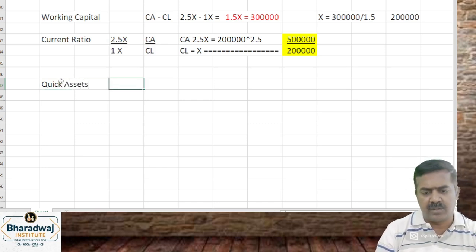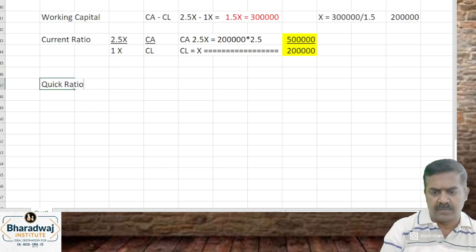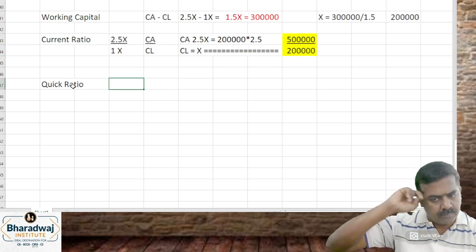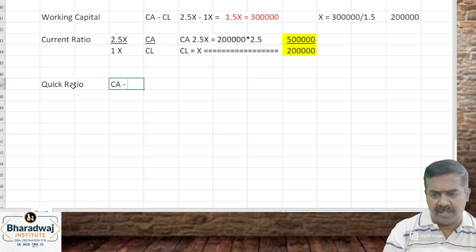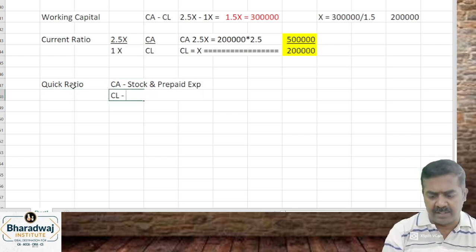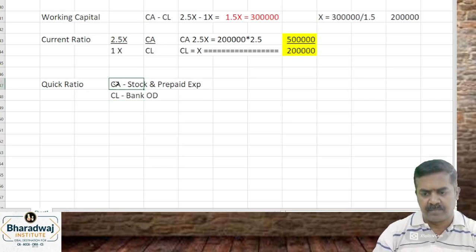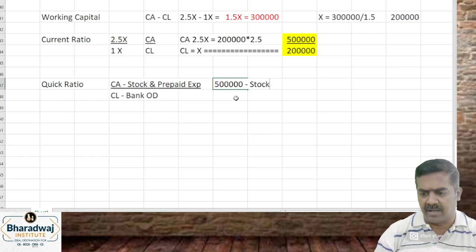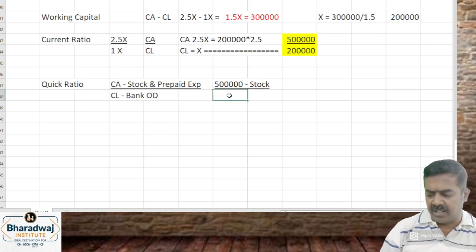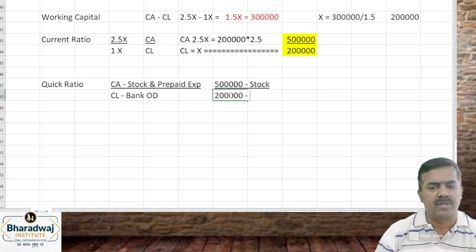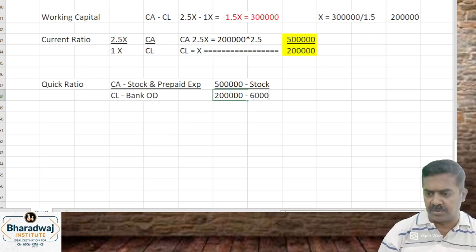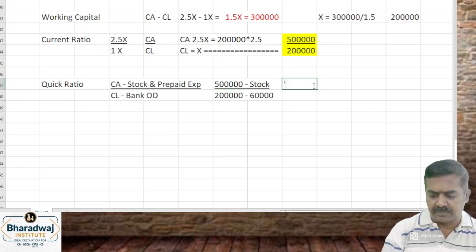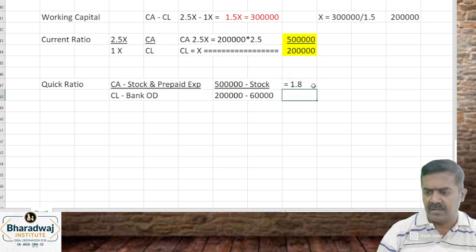Quick ratio. What is quick ratio? Current asset minus stock and prepaid expenses divided by current liability minus bank OD. Let us substitute. Current assets we know, 5 lakhs, minus stock, which is not known, nothing but inventory, divided by current liability, and we know bank OD is also given to us. What is the bank OD? 60,000. This is equal to 1.8.